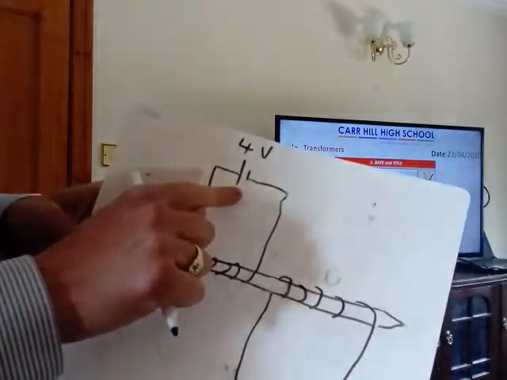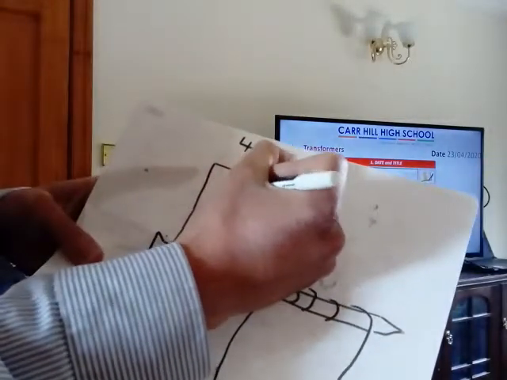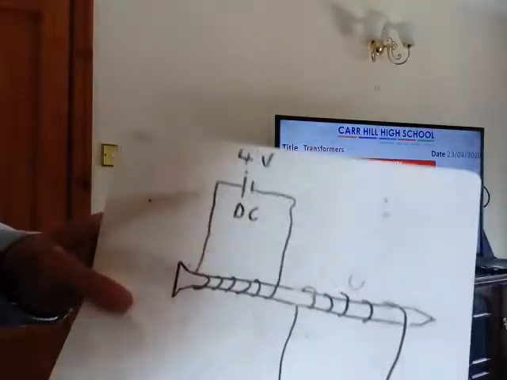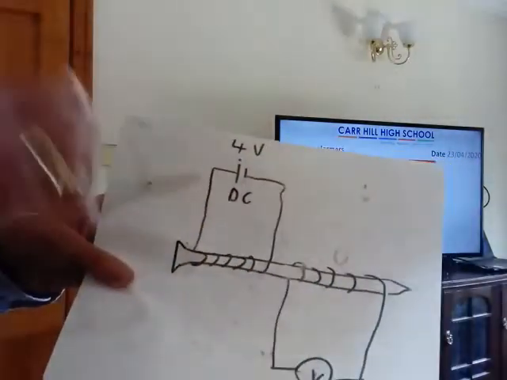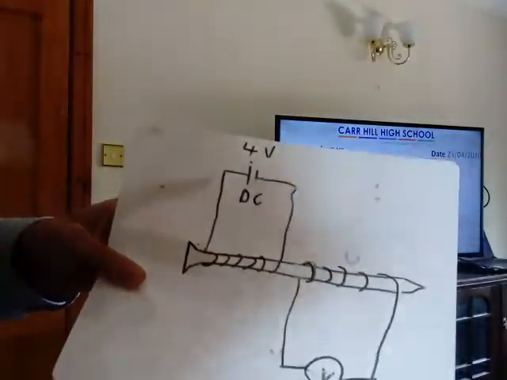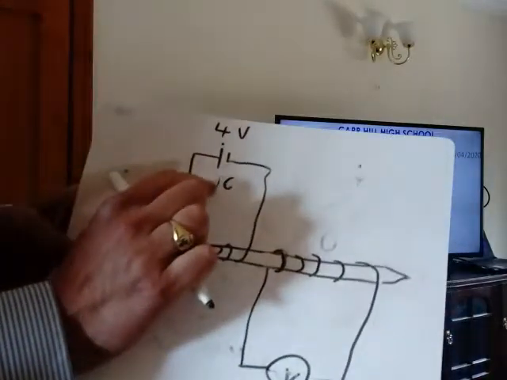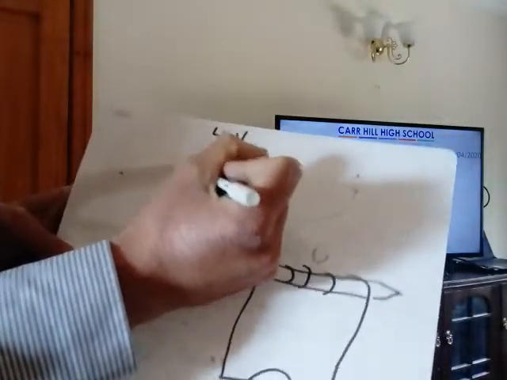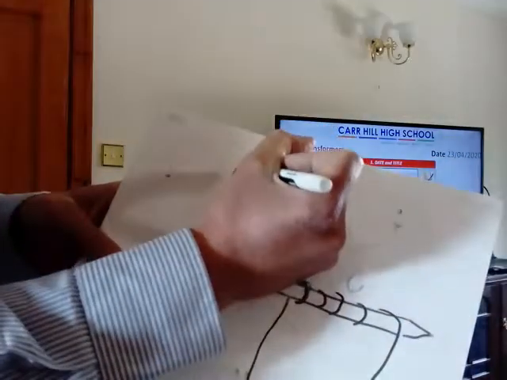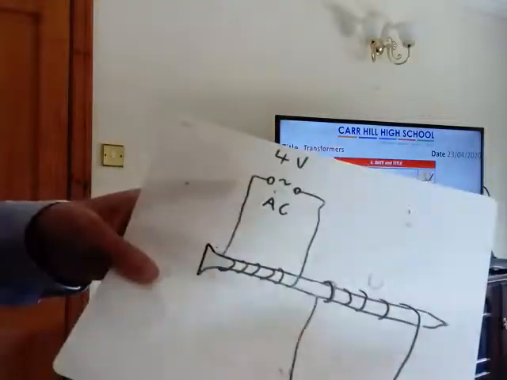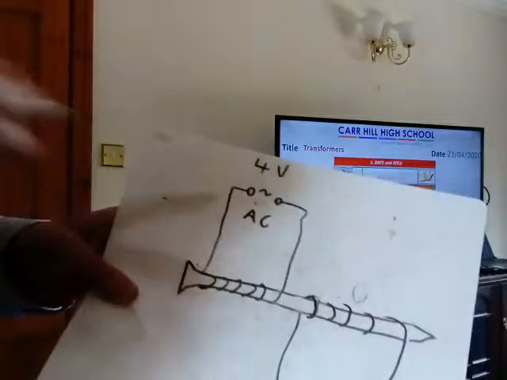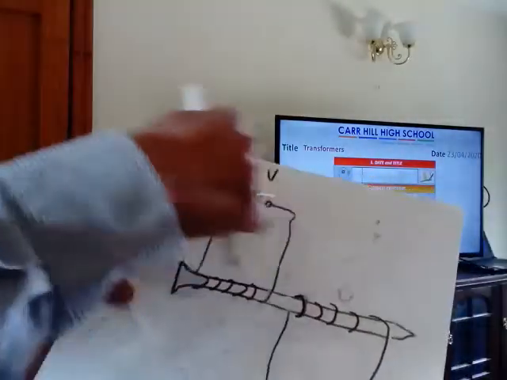This is slightly misleading, what I've drawn here, because a battery makes DC, direct current, one flow of current around this. Now that wouldn't work for a transformer, because for the generator effect to work, you need a changing magnetic field. And we only get a changing magnetic field by using AC, not DC. So instead of having that symbol, I'm going to change it for this symbol. And so what I want you to imagine coming from the power pack is 4 volts still, but of AC, alternating current, going one direction, then the other.